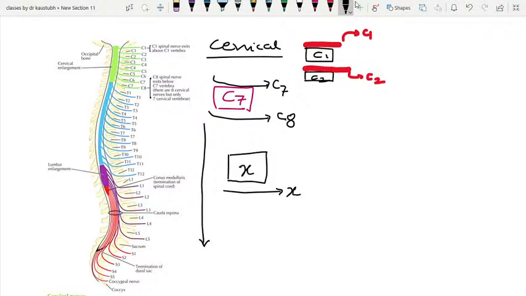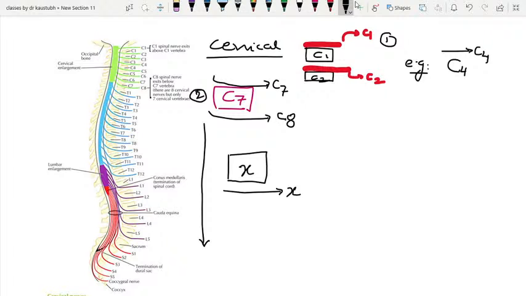So the points I want you to understand: in the cervical spine up to C7, all the nerves exit above the level of that vertebra. If I ask you for an example of C4, which nerve will be exiting above C4? The nerve exiting above C4 will be the C4 spinal nerve.